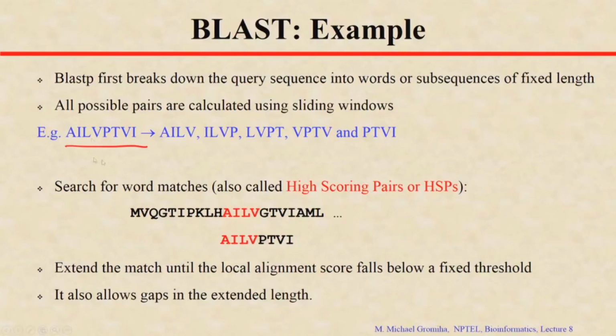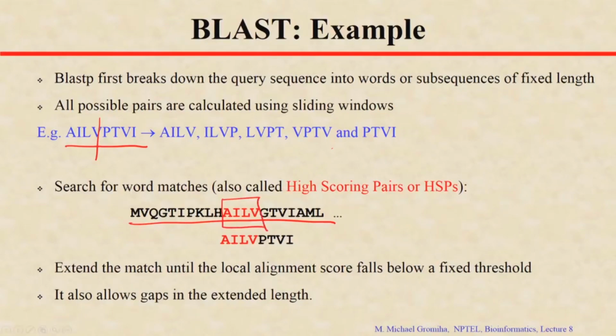BLAST splits this sequence into smaller pieces. For example, with 4-residue segments, it is divided into AILV, ILVP, LVPT, VPTV and PTVI. So, these are the overlapping segments. Now, this is the query sequence. Then they see whether there is a match of this query sequence with any of these tetrapeptides in the sequence. If you align these two, you can see there is a match, AILV.